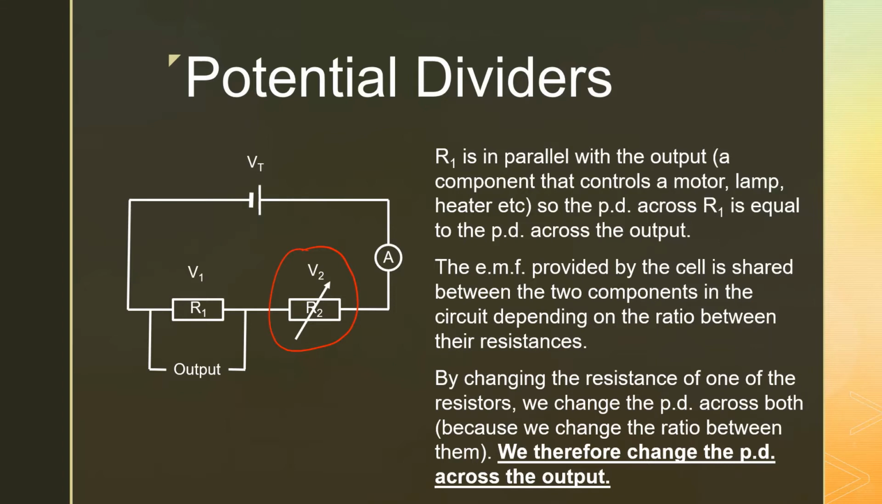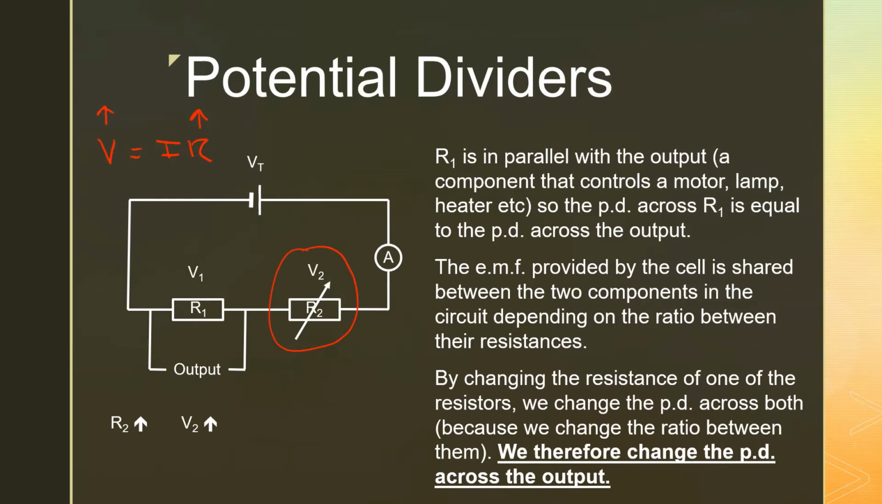So let's look at what would happen if I increase the resistance of R2. So if I increase the resistance, think about the equation. I'm going to write it down up here somewhere. Think about the equation V is equal to IR. If I increase the resistance, so that is this going up, then the voltage is going to go up. So I'm going to get an increase in the PD across V2.